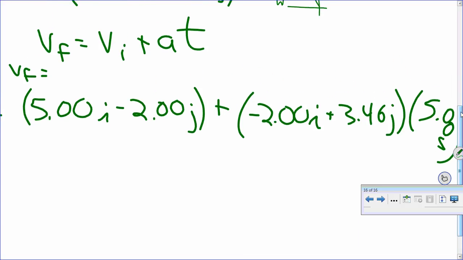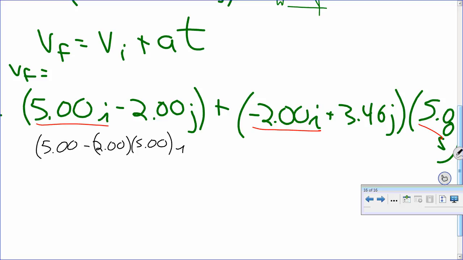Okay, so now I'm going to deal with my I components and then my J components. So I'm looking at 5 minus 2 times 5, right? Did I lose you there? Mickey? No, I got it. You sure? Yeah. Just grouping your I components. So it's this minus this. So we're going to get 5.00I minus 2.00 times 5.00. So that's my I, all kind of grouped together, right?